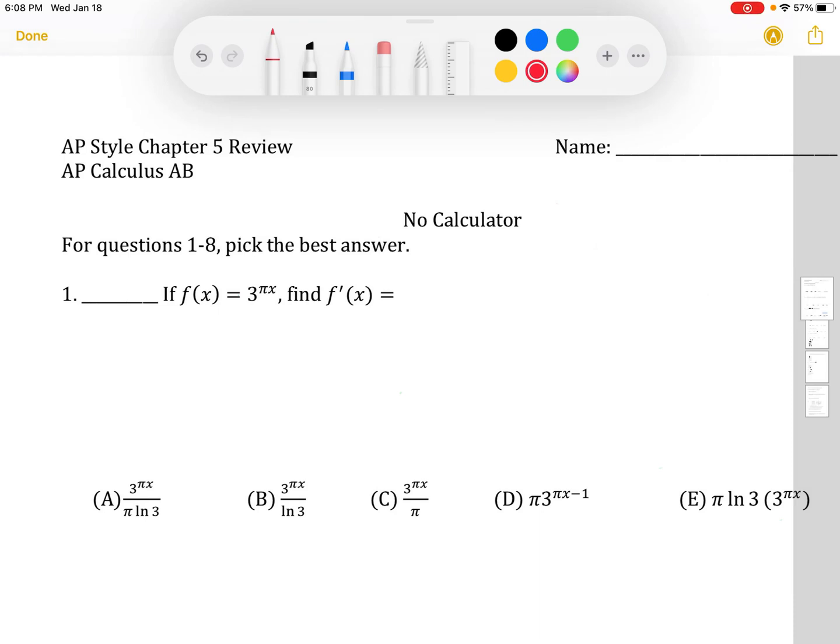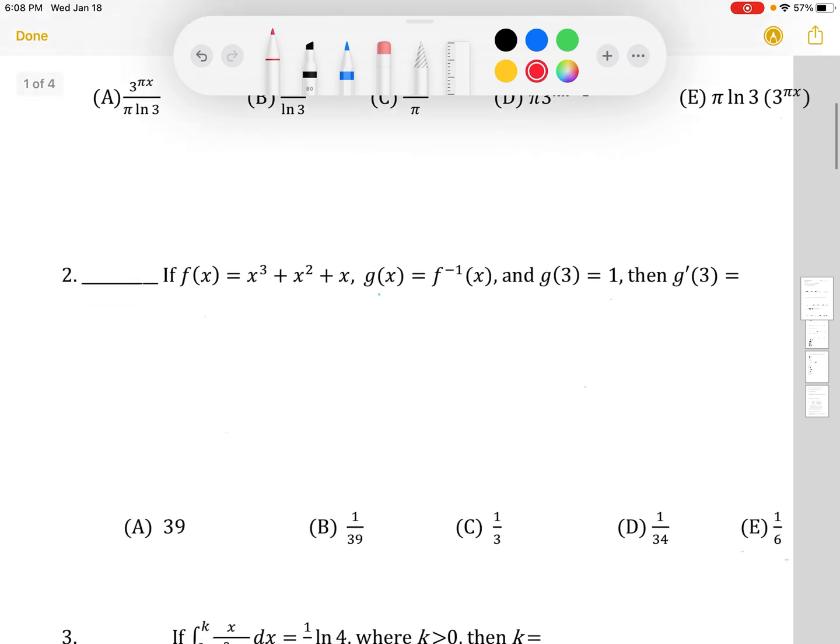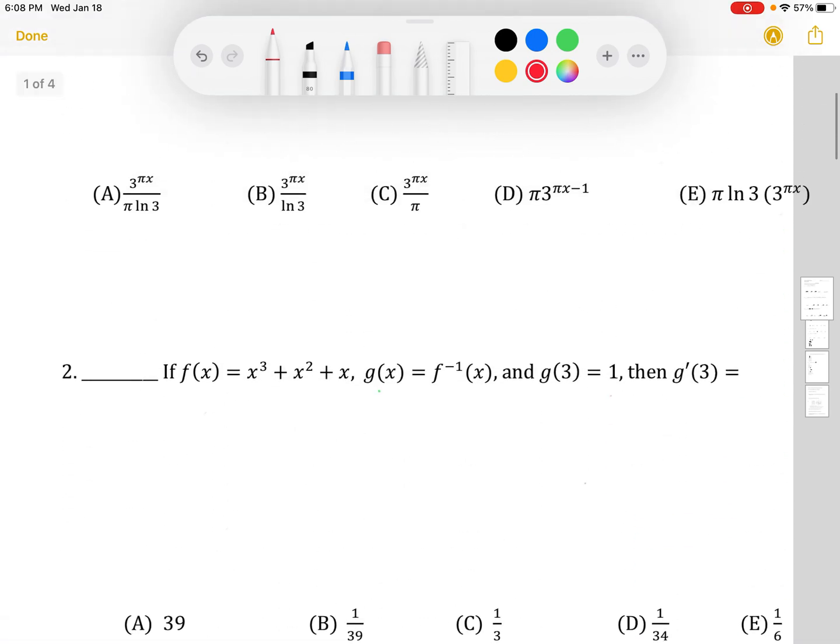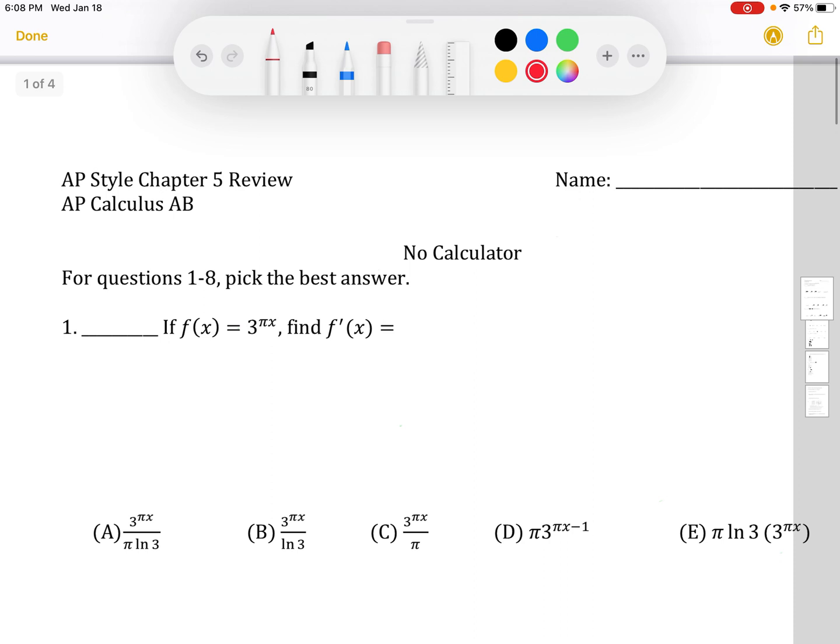Hey everybody, Mr. Kolstad here, walking you through questions 1, 2, and 3 on the AP style review. I do want to point out that the AP style review is all no calculator, so do your best to try to work through that.